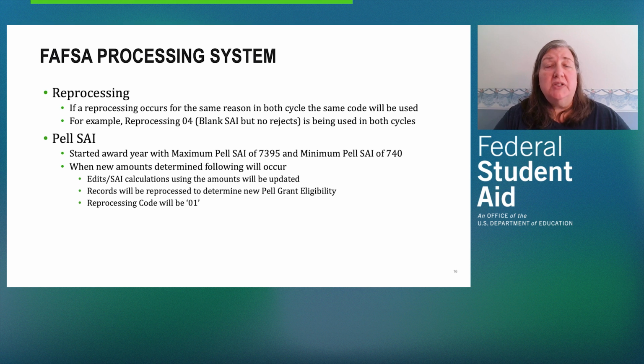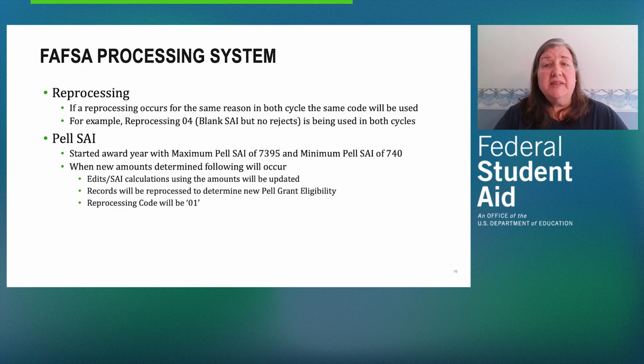So one of the things we're going to do is for the reprocessing efforts, if we have to do the same reprocessing in both cycles in 24-25 and 25-26, we're going to use the same numeric code. So for example, reprocessing 04 is one that we have done a couple of times in the 24-25 cycle for the records that have a blank SAI but no reject. We are also doing that in the 25-26 cycle, and you will see the same reprocessing code. So we're going to keep the codes the same across the cycles if it's the same issue that is being corrected.